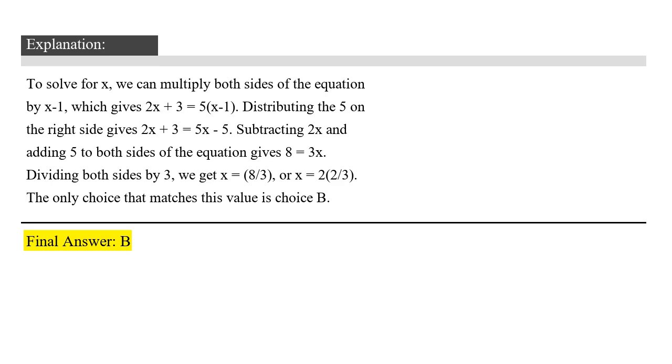To solve for x, we can multiply both sides of the equation by x minus 1, which gives 2x plus 3 equals 5(x-1). Distributing the 5 on the right side gives 2x plus 3 equals 5x minus 5. Subtracting 2x and adding 5 to both sides of the equation gives 8 equals 3x. Dividing both sides by 3, we get x equals 8/3, or x equals 2 2/3. The only choice that matches this value is choice B.